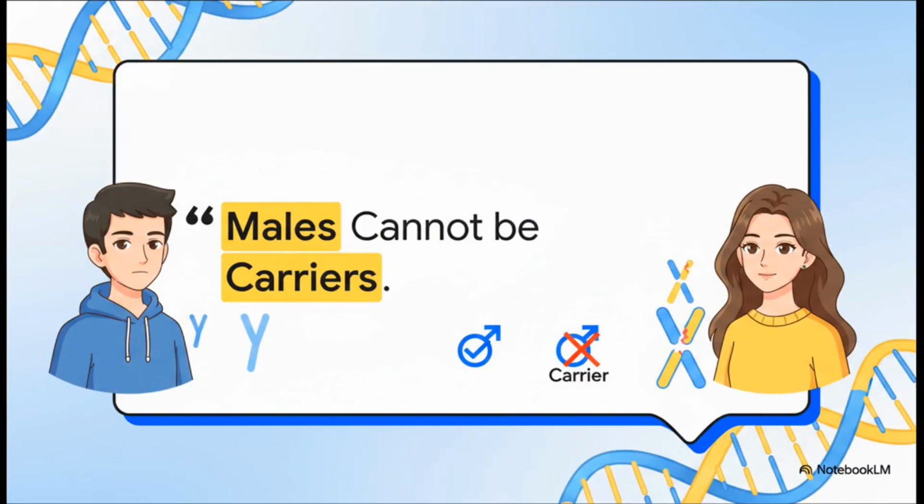Listen, if you write down literally one single rule from this entire explainer today, please let it be this. Males cannot be carriers. When it comes to X-linked recessive traits, a male either has the disease or he is completely normal. There's absolutely no middle ground, no in between. Why? Because he completely lacks that second X chromosome to mask a faulty gene.